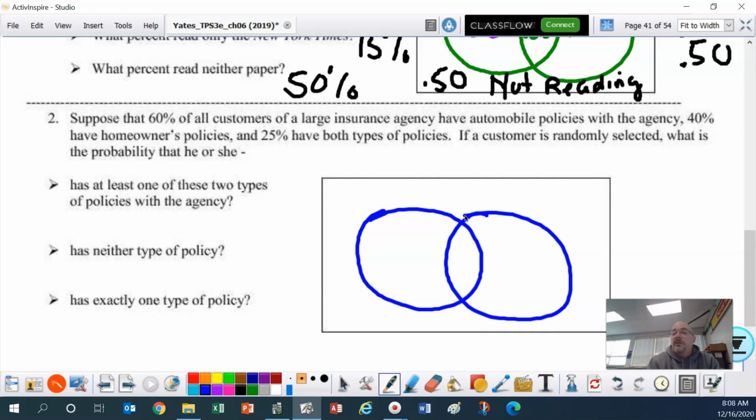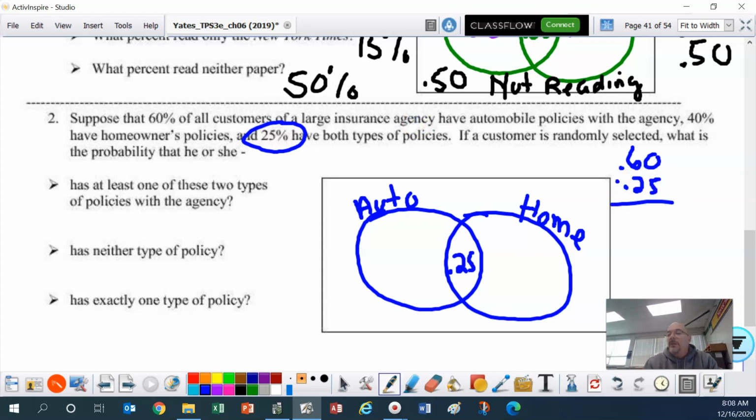Okay, so 60% have automobile, so I'm going to put auto. 40% homeowners, I'm just going to put home. Always start in the center, which is 25% or 0.25. Okay, 60% are auto, so again, I'm going to take 0.60 minus the 0.25. We borrow, and that's going to be 0.35.